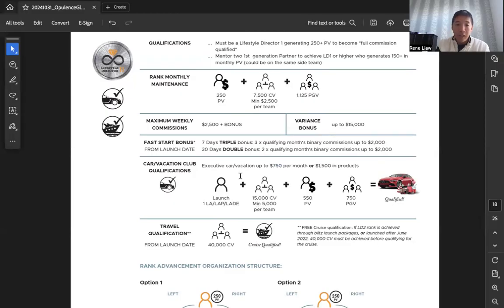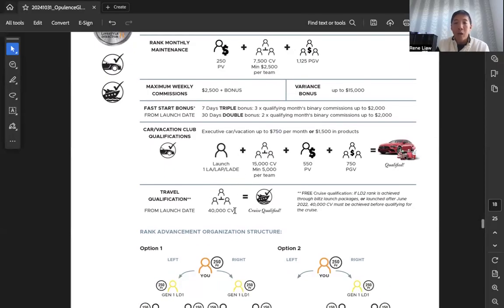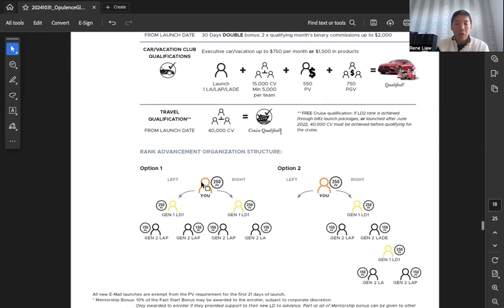But of course, by reaching this, if you also had 40,000 CV from the day that you launched your business, you also got the cruise for free. That's right, you're going on a cruise absolutely for free. And here again is how it can look. You have two LD1s either on opposite sides, or they can be on the same side, and that's going to qualify you, of course, for the LD2.